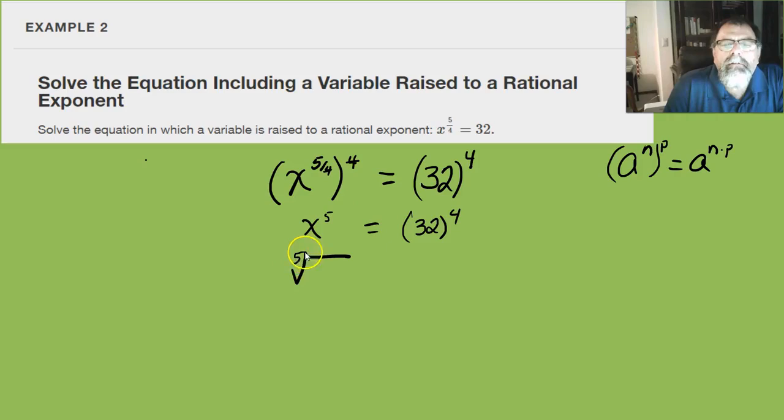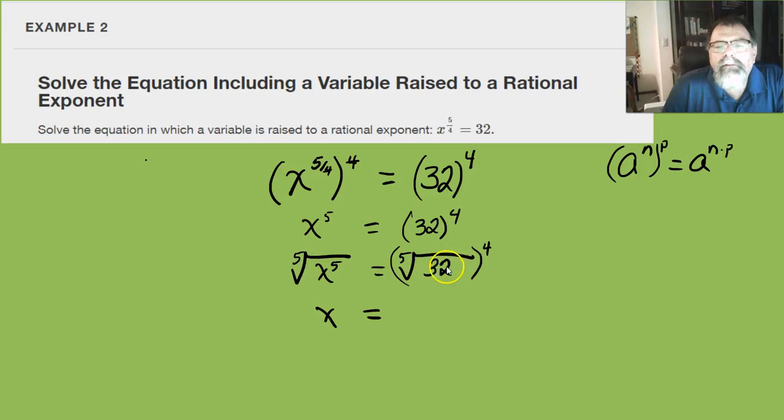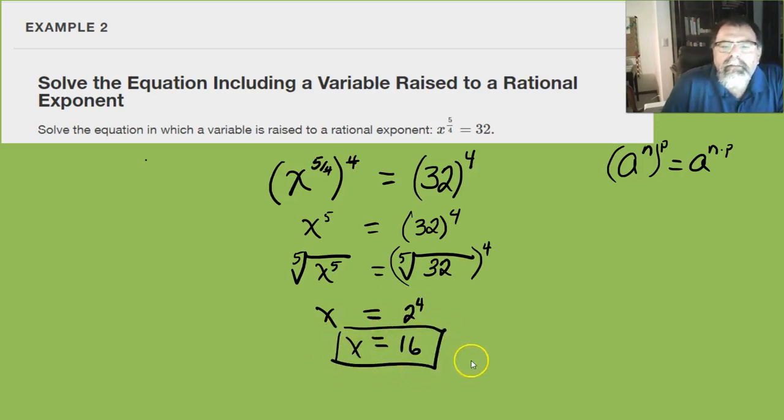And now I'm going to take the 5th root of both sides. And we can move that 4 to the outside if we want, even. That might make it a little easier. So then that'll get us x. And then the 5th root of 32, that's 2, since 2 to the 5th power is 32. So we get 2 to the 4th, which is 16. So x is 16. So our solution set would just be 16.